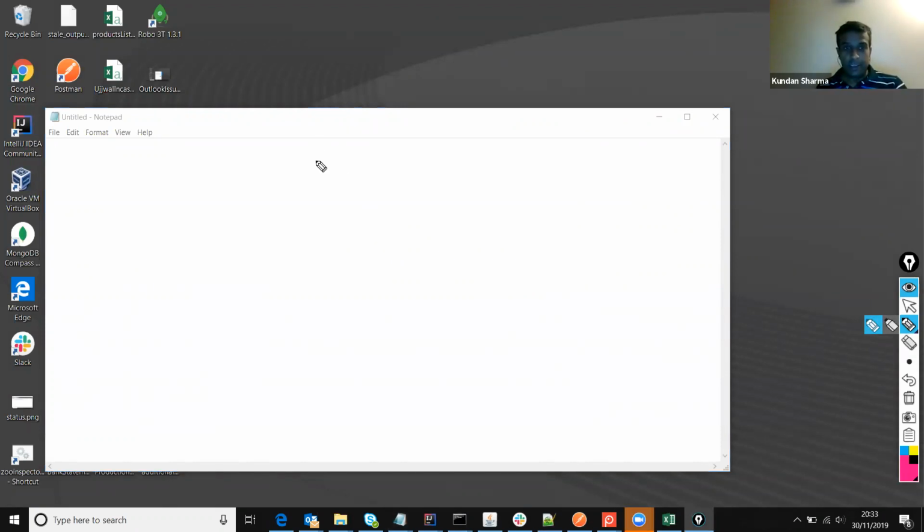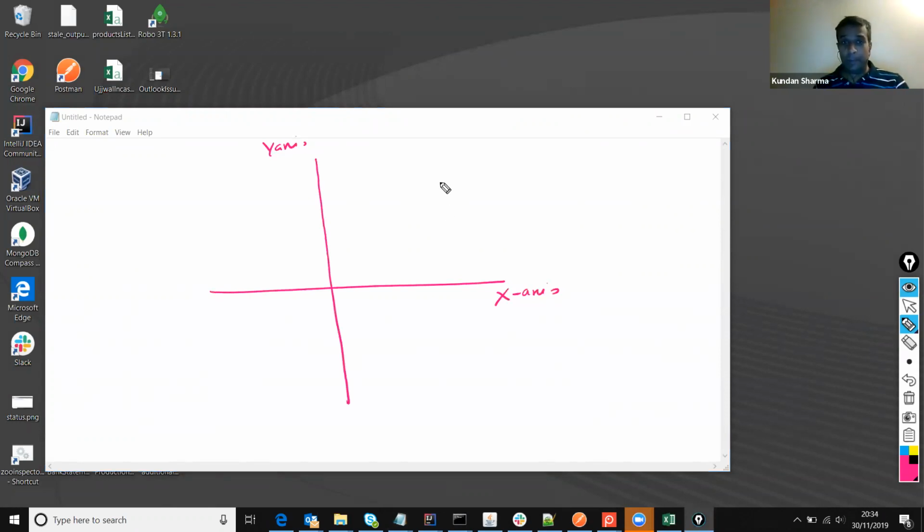So I said that this is called x-axis and this is called y-axis. In coordinate geometry, we have four quadrants. We divide a plane into four quadrants. This is first quadrant, this is second quadrant, this is third quadrant, and this is the fourth quadrant, right?